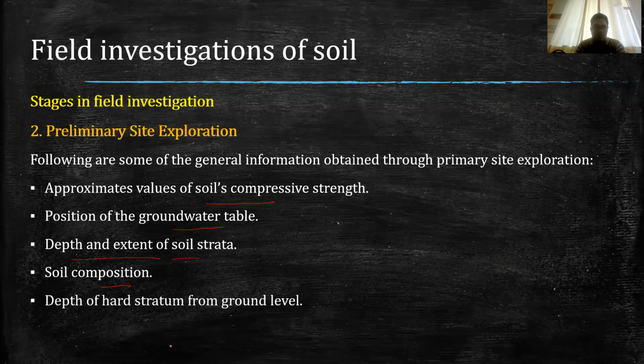And what is the depth of the hard strata from the ground level. Sometimes we may be required to place our foundation on the hard strata. So for example, if this is the ground level, and on the ground level there is soft soil, and at some depth there is rocky soil or a hard strata or hard layer of soil. So the depth from the ground is also very important in case we have to find out the hard strata where we have to place our foundation. So that is also done in this stage.